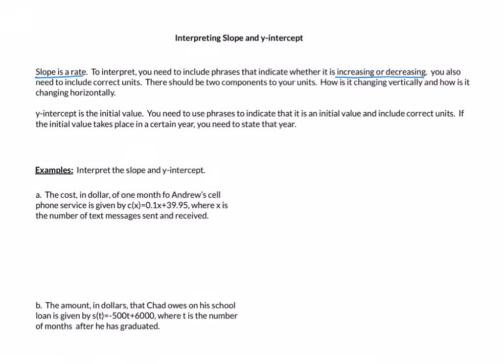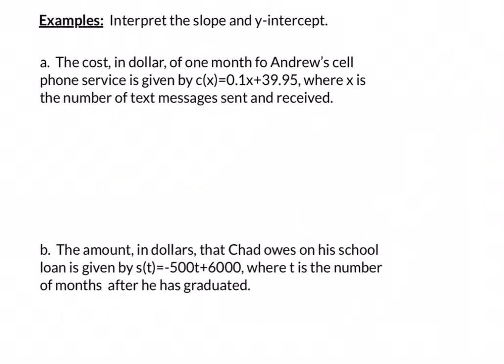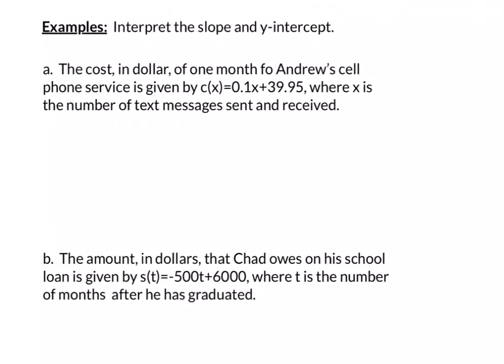Okay, so let's go ahead and look at example A. Example A, we have the cost in dollars of 1 month of Andrew's cell phone service is given by C of x equals 0.1x plus 39.95, where x is the number of text messages sent and received. Okay, so we want to know the slope. Our slope is 0.1.